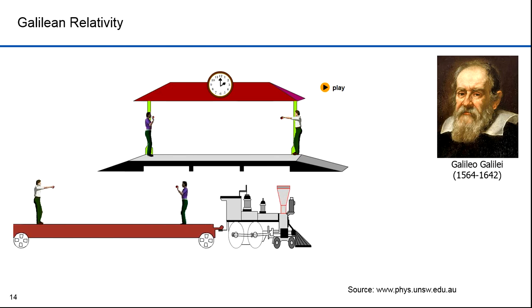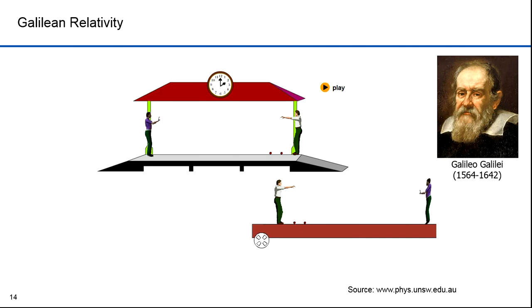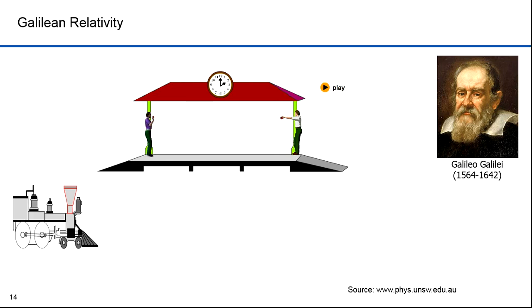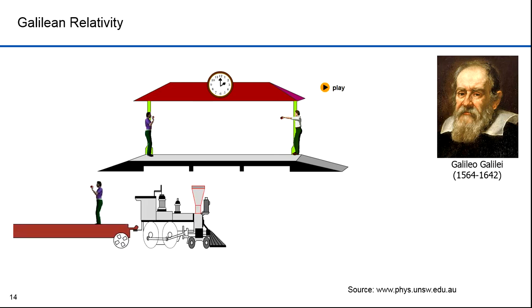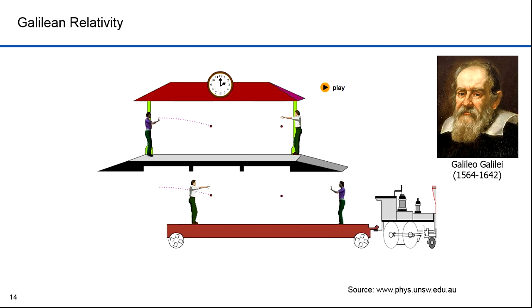On the train car, the guy on the left drops his ball. From his perspective, it falls straight down, but from our perspective, it follows the same trajectory as if it were thrown. The ball that falls from his perspective picks up the velocity of the train and follows a trajectory from our perspective as if it were thrown.